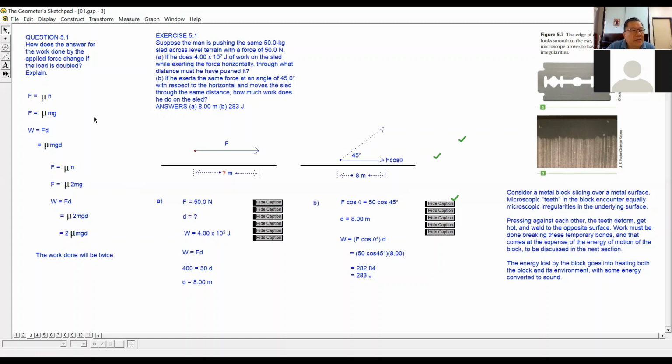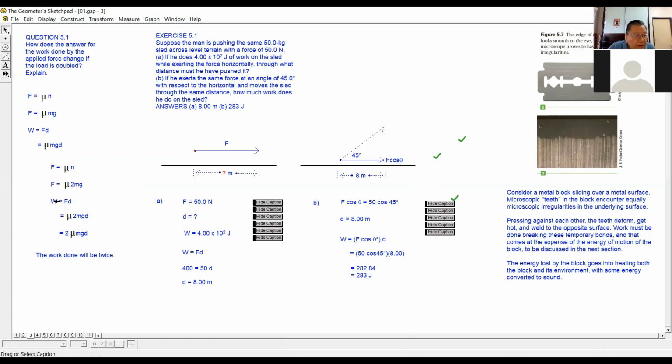Now, when the load is double, it will affect the normal reaction. The normal reaction is no longer mg, but 2mg, double also. So if the normal reaction is double, the frictional force will also be double. You see, the frictional force is mu times the normal reaction. So when the load is double, the normal reaction is double, and the frictional force is also double.